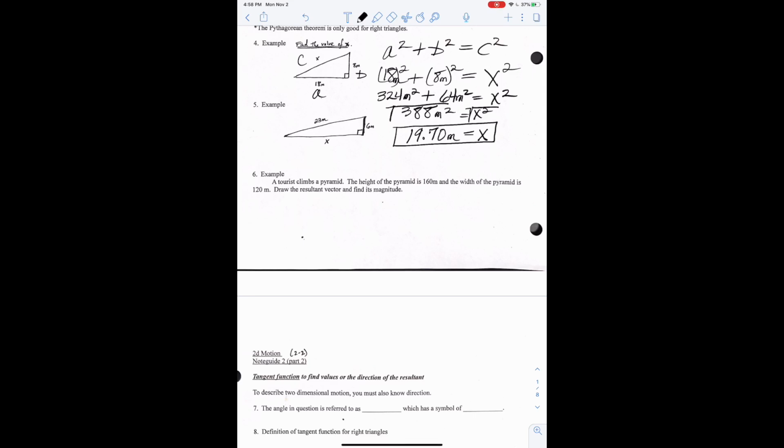This next one I'm not going to do, but I am going to set up. This is one of the ones that I said to be careful of. I'm going to go ahead and write it down here because we're not going to do number 6.